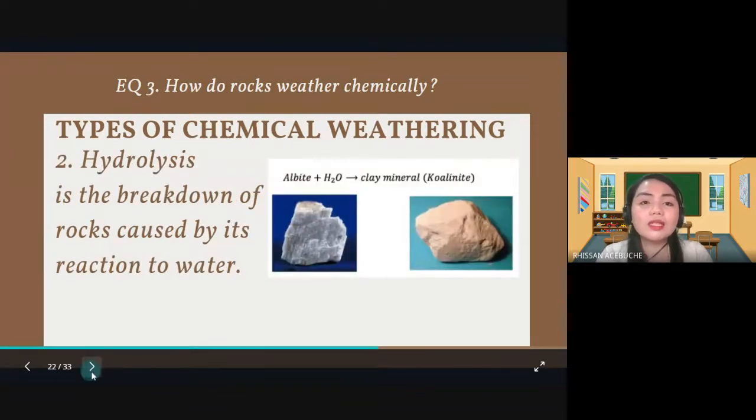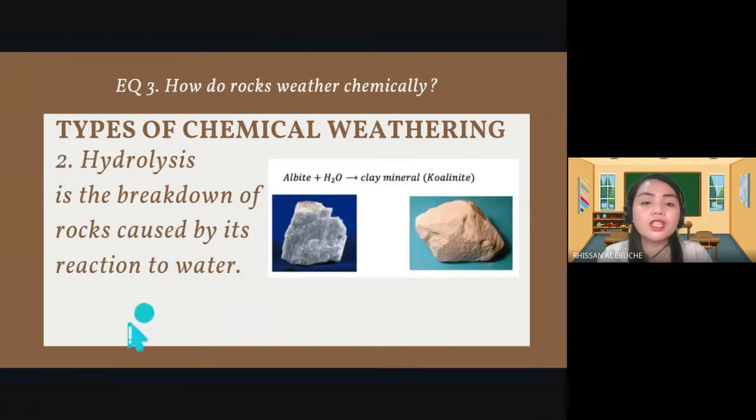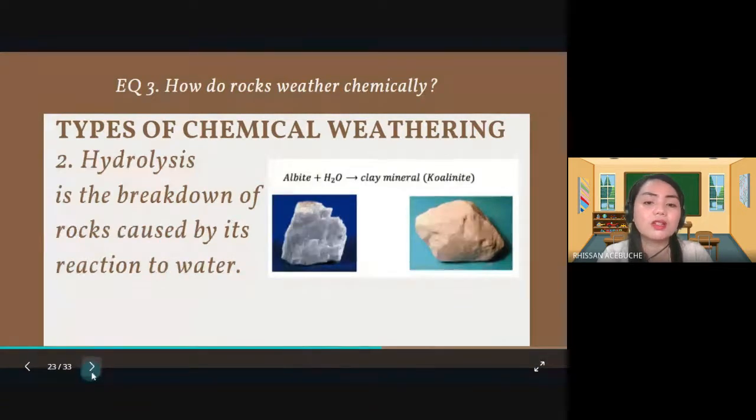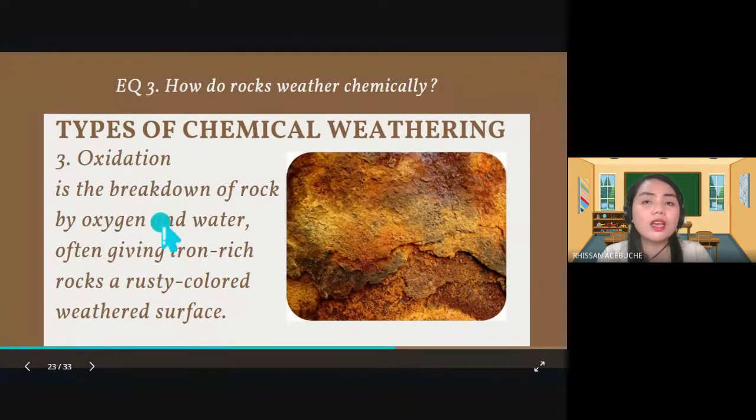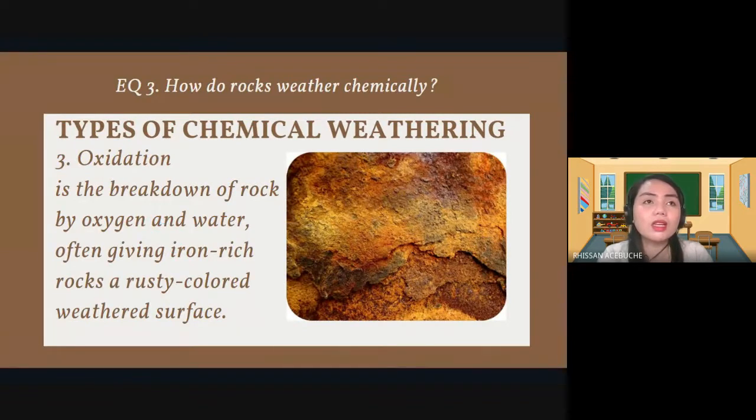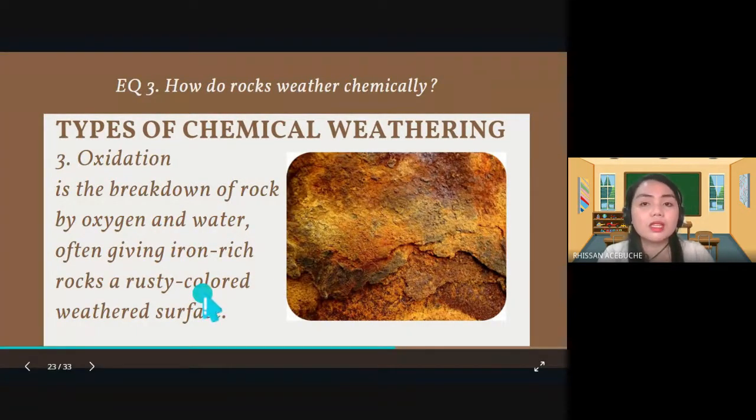While hydrolysis, if water became acidic and it comes in contact with the rocks, it changes also the rock's composition. For the oxidation, if the oxygen mixed with water comes in contact with the rocks, and if that rock contains iron, then it will be rusty, or there will be rust that will form on the rocks, and it will also cause the rock to break down chemically.